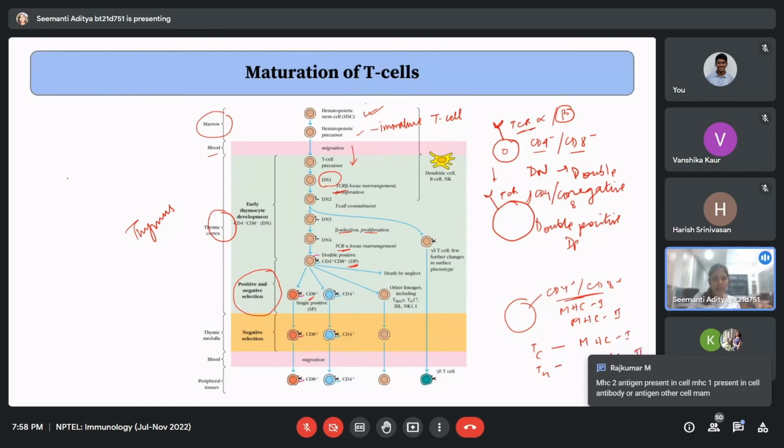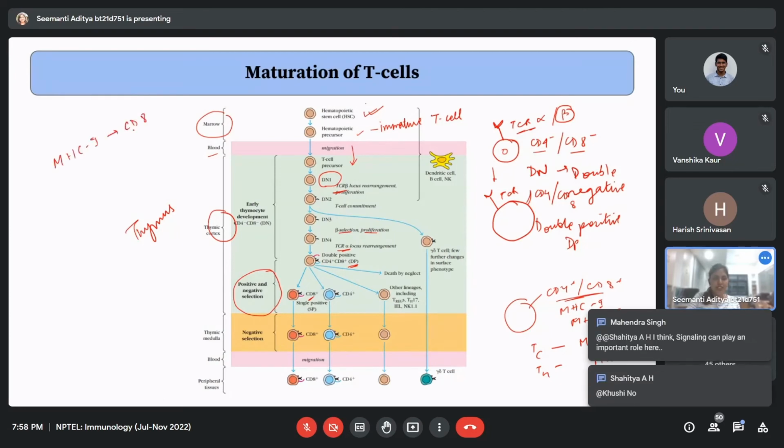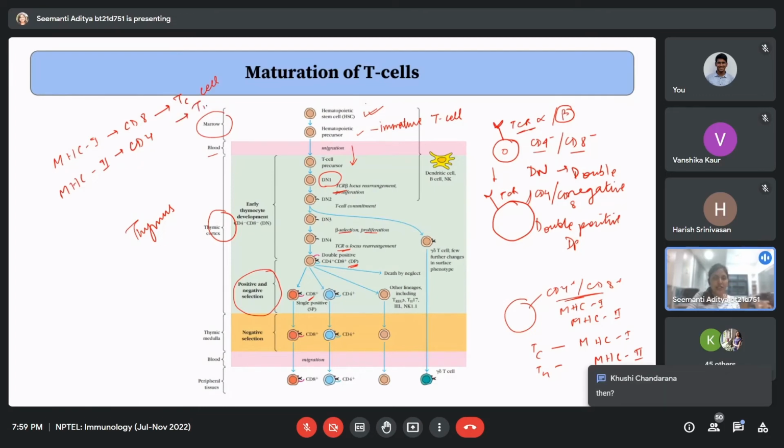So MHC1 interacts with CD8 and MHC2 interacts with CD4, and this is the TC cell, this is the T helper cell. Wherever there is a strong interaction, this is affinity based selection. Wherever there is a strong interaction, the cell becomes committed towards that particular subtype.